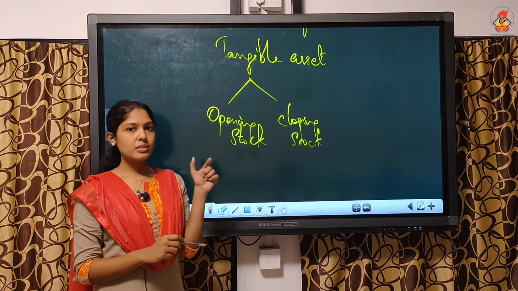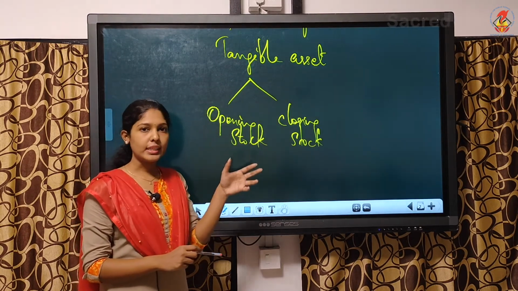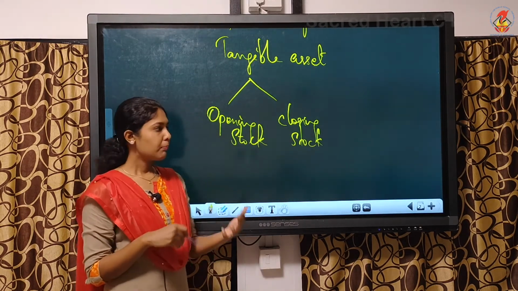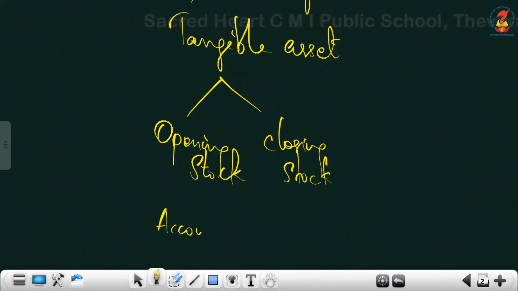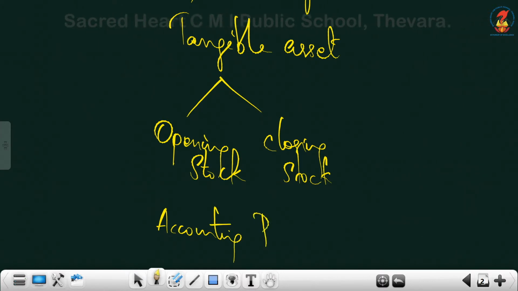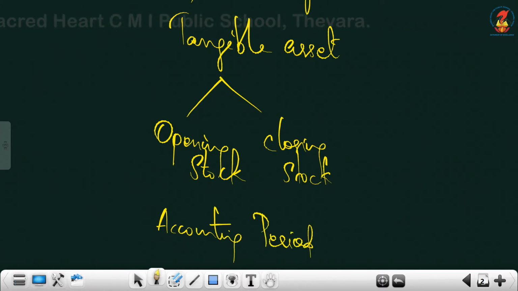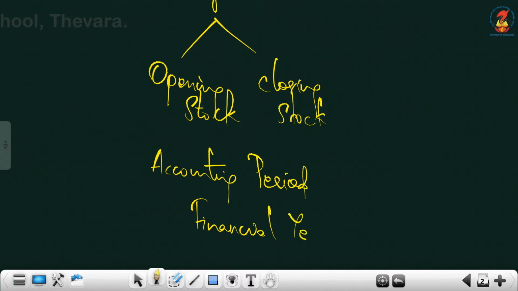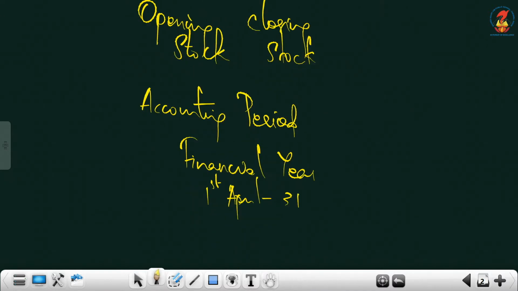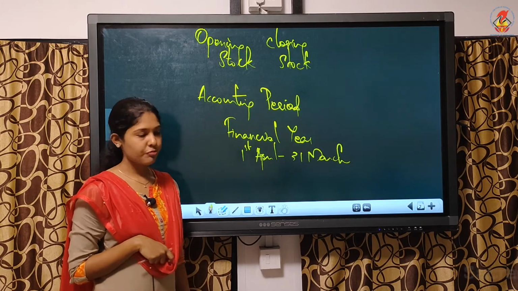Now what is opening stock? It is the stock in the beginning of the year. Beginning of the year means usually the firm will be following the accounting period. The period followed by most of the firms will not be the calendar year, it will be the financial year, which starts from 1st April and it ends on 31st of March. This is the financial year which most of the firms follow.